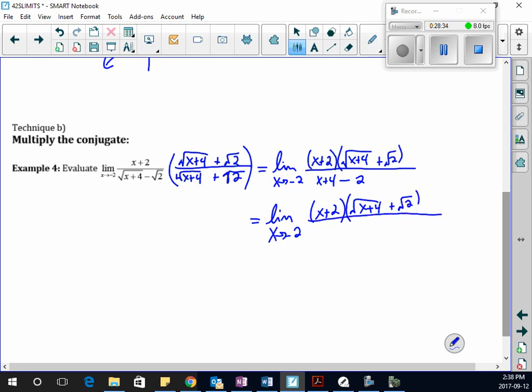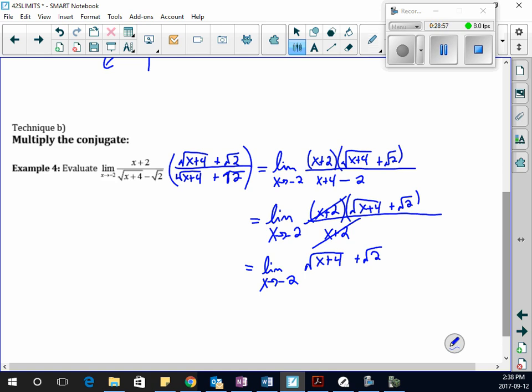So what do I get when I simplify this? I get x plus 2 on the bottom. Do you see that? And then they cancel. So this is now the limit as x goes to negative 2 of the root of x plus 4 plus root of 2. Now I can sub it in.